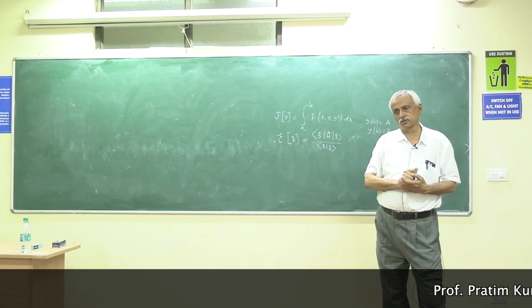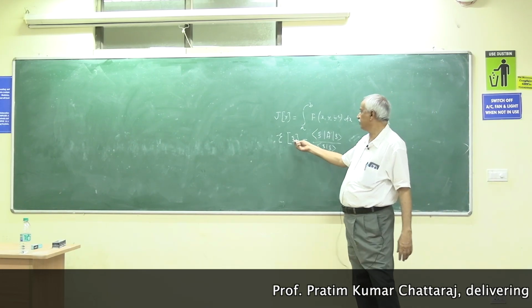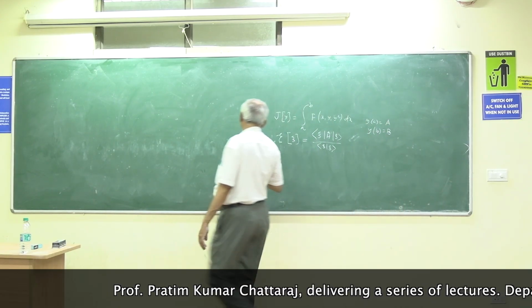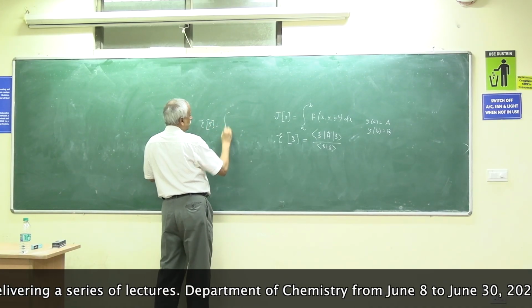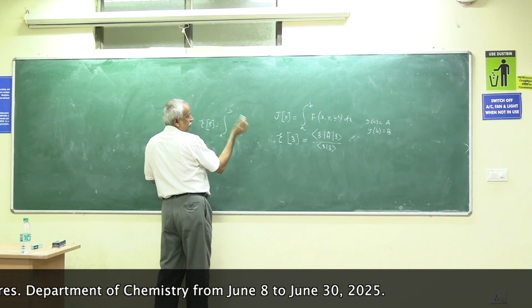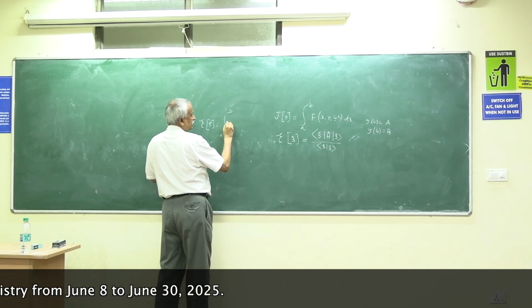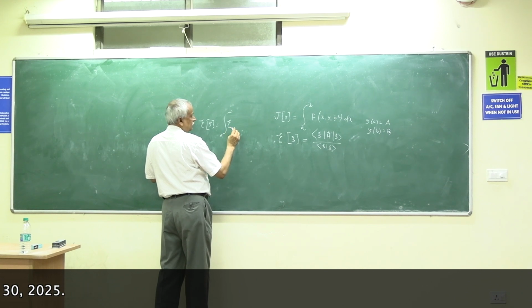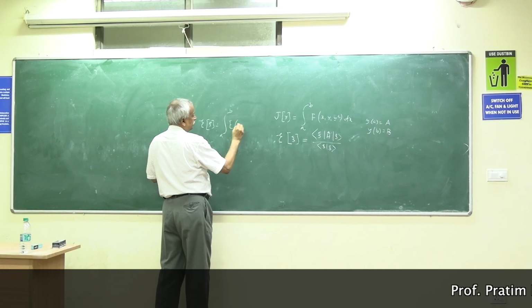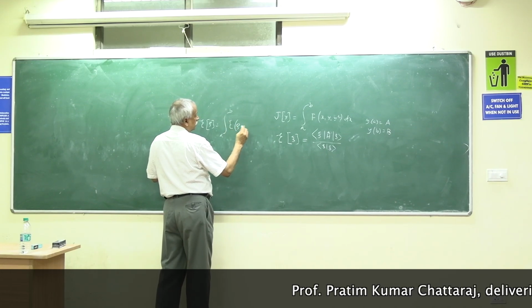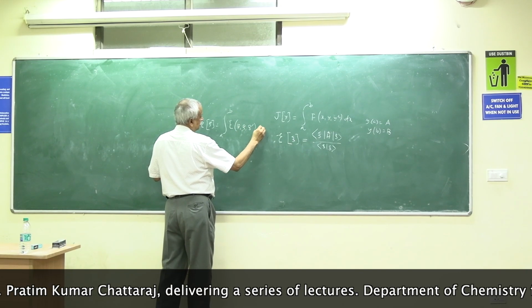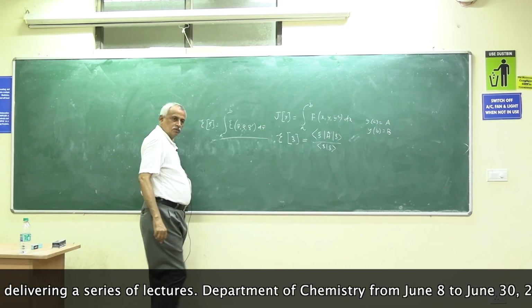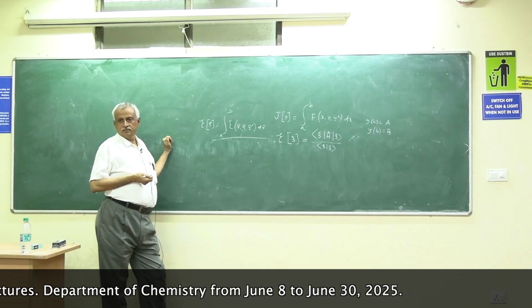So this is just a functional. If I want to write it as a density functional, then what do I get? Suppose I call this energy a density functional, then it would be the integral from a to b, whatever may be your limit, of E as a functional of rho(r), rho prime, dr. So this would be the energy density functional.